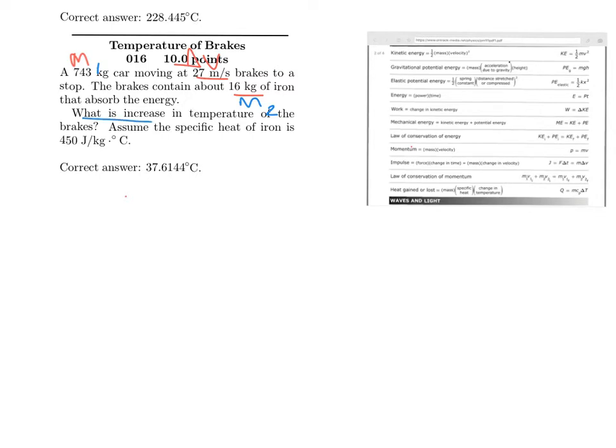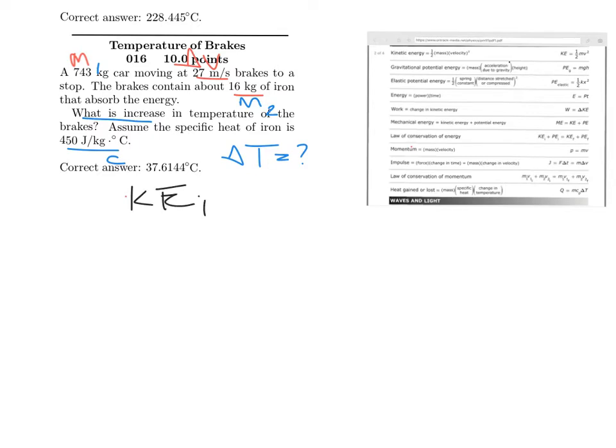So what were we looking for here? We're looking for the change in T of the brakes. Assume the specific heat of the iron is that, so that's your heat capacity. All right, so how would we set this up? This is an energy conservation problem. So what am I given? I'm given that I have a car that's moving, so what type of energy is it going to have? It's going to have kinetic energy.